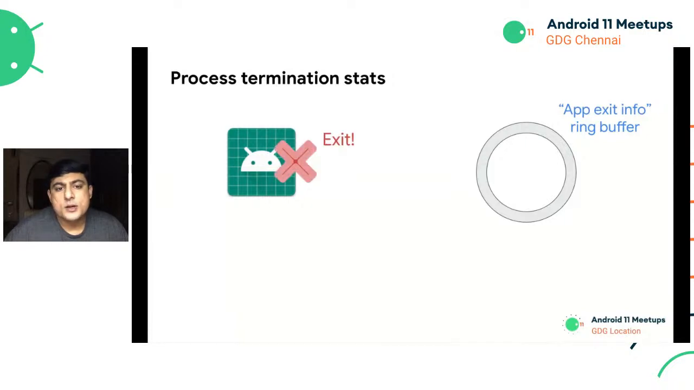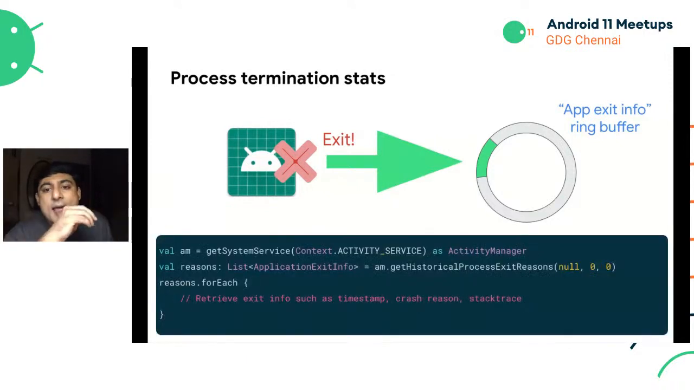And lastly, I want to touch base on process termination stats from the OS. There is an app exit info buffer, which is a ring buffer that is there in the OS right now. When the app exits, it writes to this ring buffer, and information related to the exit event is stored in this buffer.